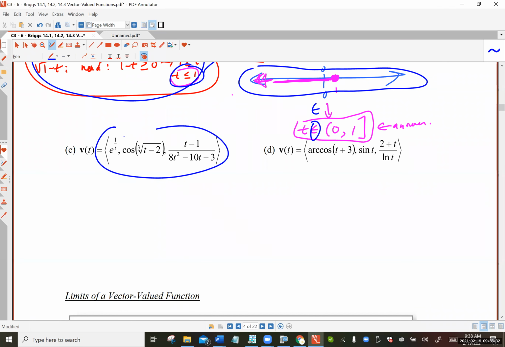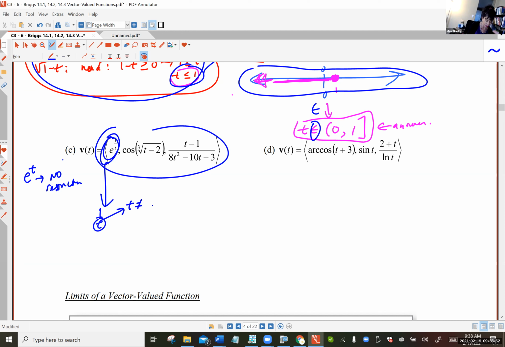This one, I'm going to do real quick. If this were just e to the t, it has no restrictions on its domain. But that's not what this is. This is e to the 1 over t. So you do have to worry, because the 1 over t has a denominator with a variable in it. That means t can't equal 0.